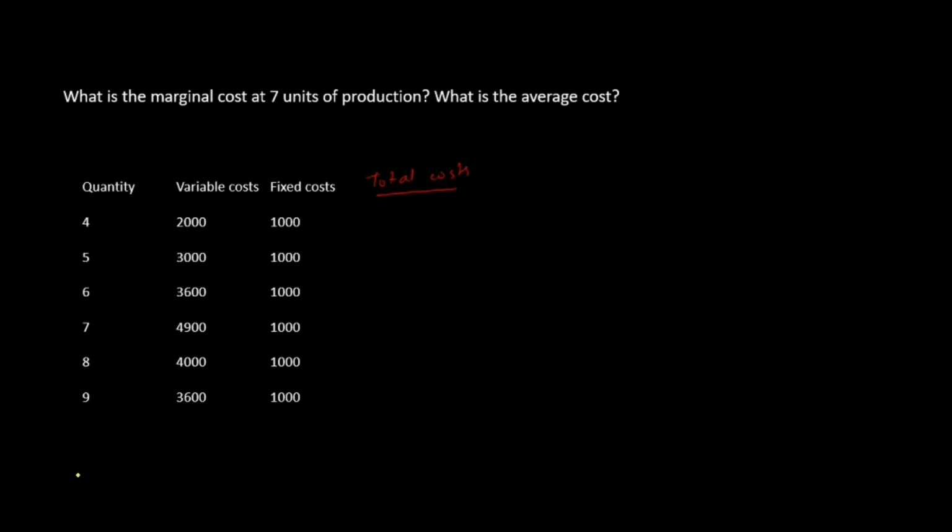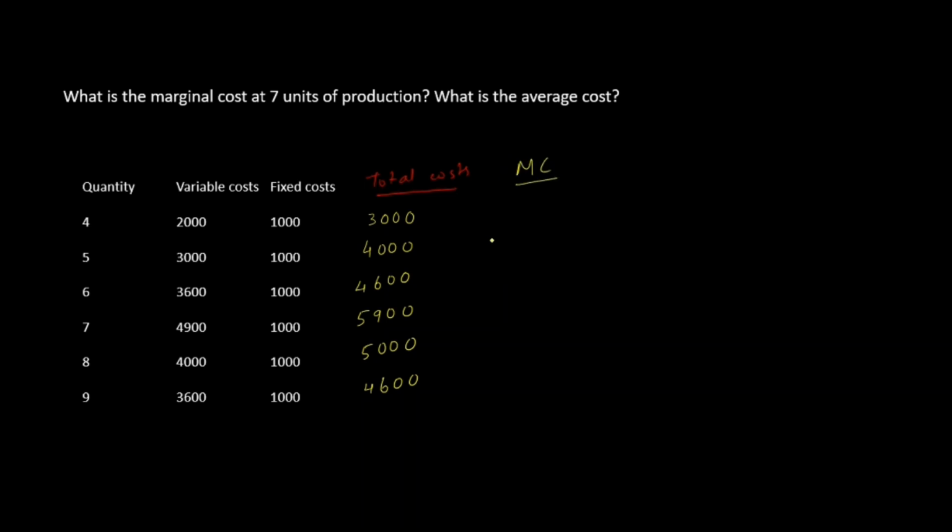So how do I calculate my total cost? Just take the summation of variable costs and fixed costs. So let me just put down my total cost here. So this is 3,000, 4,000, and then this is 4,600, and then 5,900, 5,000, and 4,600.